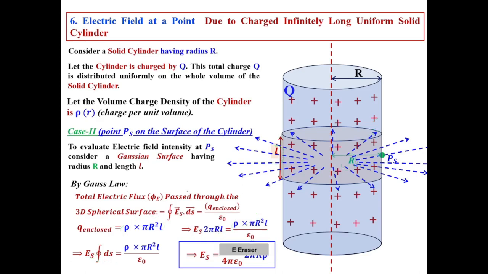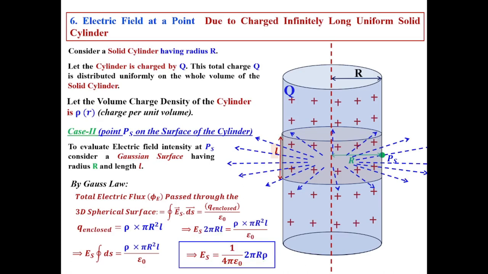So here one thing I am going to tell you: here I wrote rho, and here I wrote rho as a function of R. Not to be confused, both are the same. Here I wrote the function of r, and over here I have not written the function of r, so not to be confused. So ES into 2 pi RL equal to rho into pi capital R square L by epsilon 0, that implies ES we found is 1 by 4 pi epsilon 0. Here also I multiplied 2 with numerator and denominator to write in this format, that is 1 by 4 pi epsilon 0 into 2 pi capital R into rho. So this is the value of electric field intensity at any point on the surface of the solid cylinder.